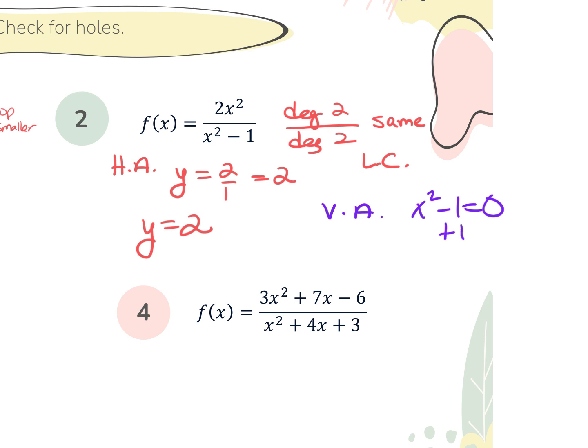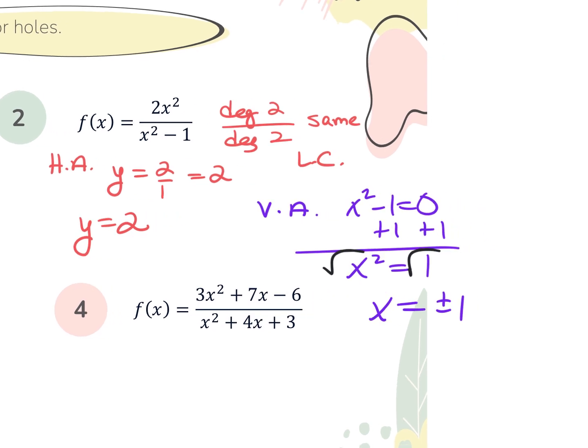If you choose to use the square root method, remember when we square root this, I'm going to get both positive and negative 1. So I have 2 vertical asymptotes. I've got one at x equals 1 and x equals negative 1. So it actually has 2.